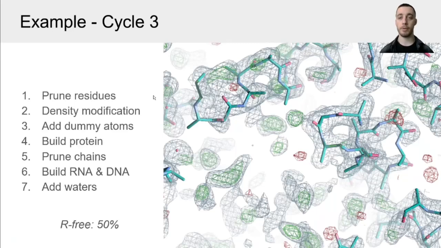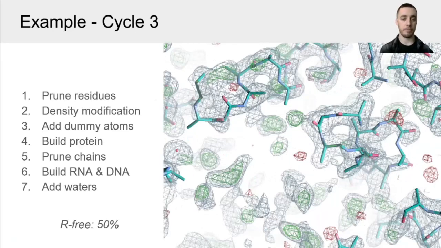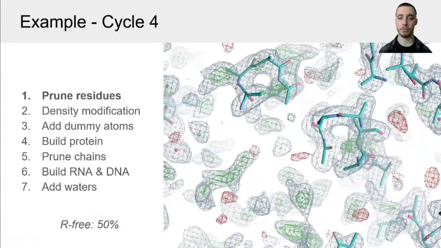After we've done 3 cycles of ModelCraft, the picture looks quite different. So this is the same view, but it's not very recognisable. So this is the starting model, and this is after 3 cycles of ModelCraft. And what you can see is that ModelCraft's removed a lot of the protein in this region, and Buccaneer's built a few small fragments. And the free R factor has dropped to 50%, which is better, but still not great. And it's in cycle 4 that things start to improve more.